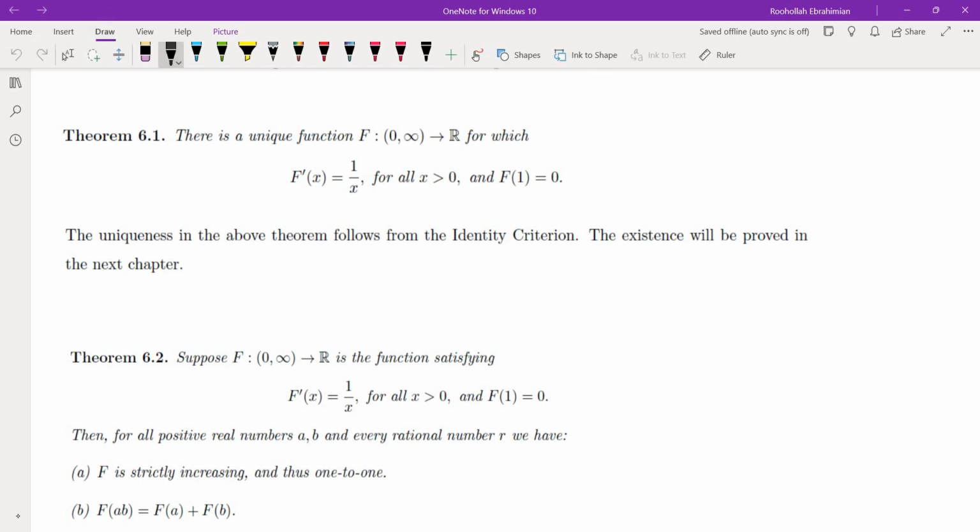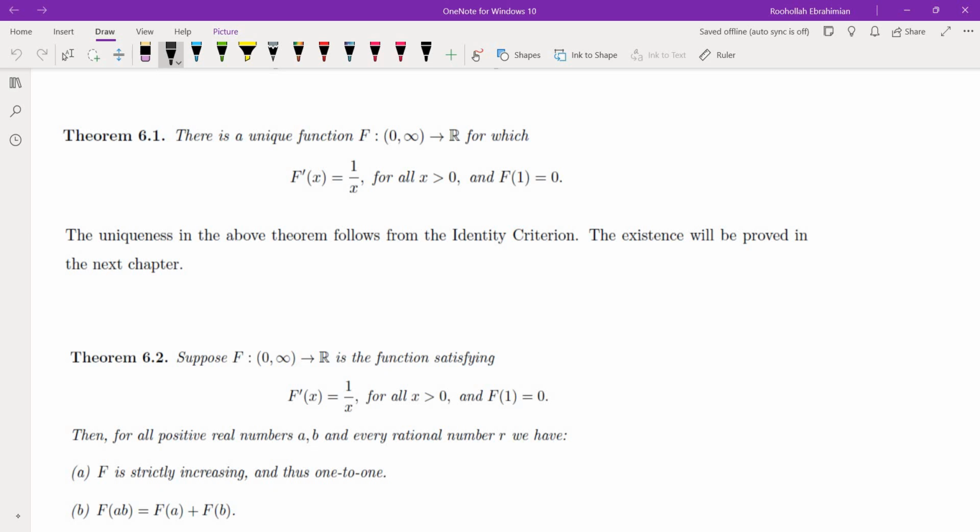Okay, so unfortunately I do not have the tools to prove this theorem yet. The proof of this theorem requires us to talk about integration, and we haven't talked about integration yet. At least that's one way of proving the existence of such a function. However, the uniqueness follows from the identity criterion, because if you have two different functions satisfying the same thing, then they have to differ by a constant, and since f of 1 is 0, the constant must be 0.